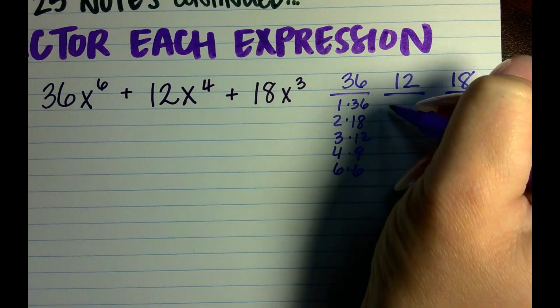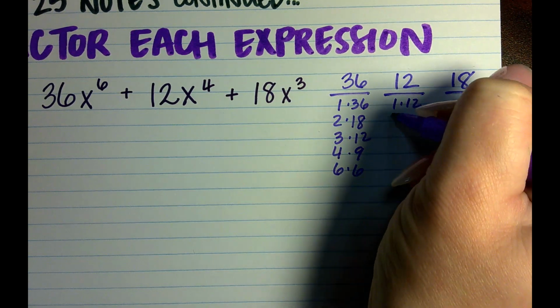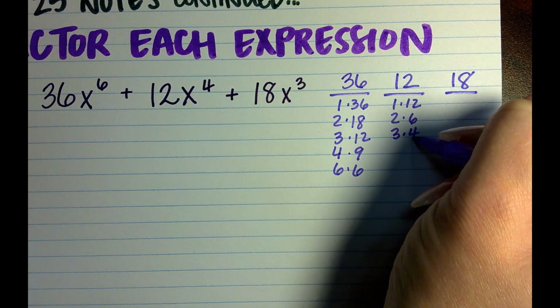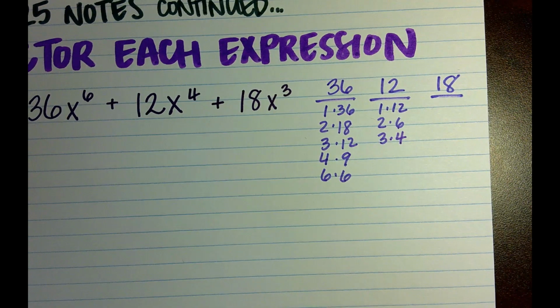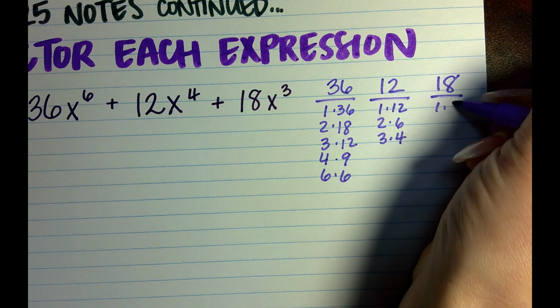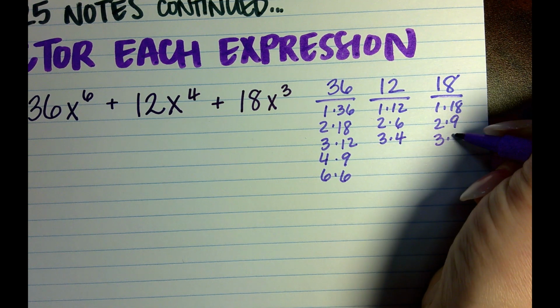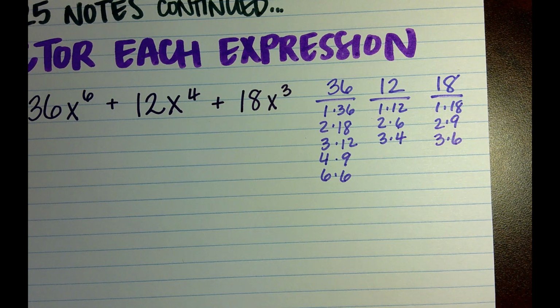How about 12? 1 and 12, 2 and 6, 3 and 4, and that's it. 18, we have 1 and 18, 2 and 9, 3 and 6. Is that it? Yep. Okay. So let's start with our biggest numbers.